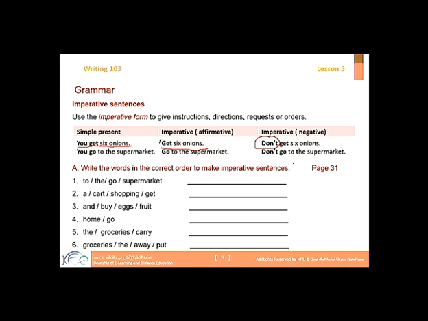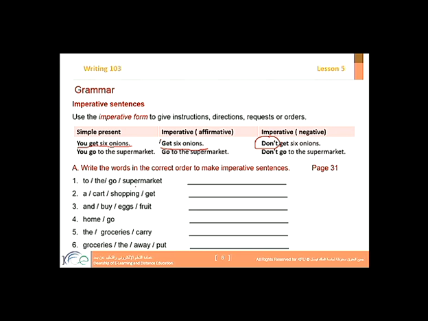Okay? Here is the rule basically. So here it says, write the words in the correct order to make imperative sentences. So we have words here scrambled. Write imperative sentences with them.